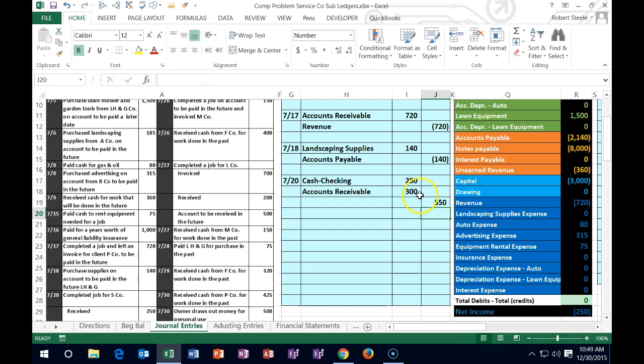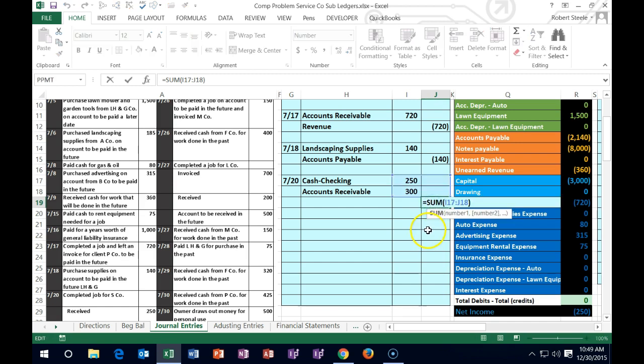So if we do that, then if we mess up on this and say this should be 350 or something like that, it will change automatically. I'm going to change this back to 300. Now note that this is a debit and we want to make it a credit. So I'm going to do this. I'm going to double click on that. There's our formula.